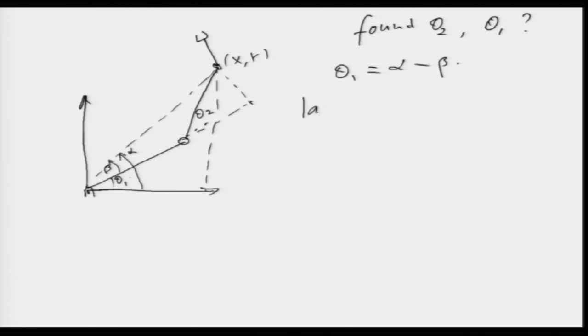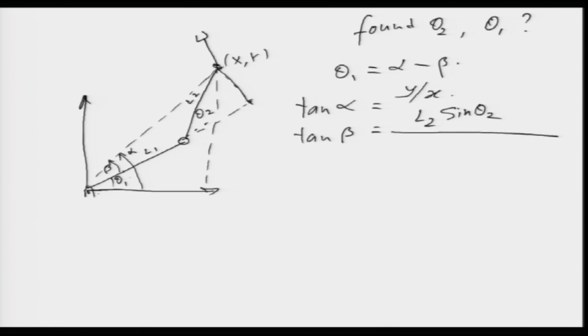Now, I know the tan of alpha, which is the y coordinate divided by x. So, tan alpha is given by y by x. Again, I know the tan of beta. Beta is this angle, so we can look at this triangle. Tan of beta is this distance divided by this total distance. This is L2, this is L1. So, this distance is equal to L2 sin theta 2 and this base distance is equal to L1 plus L2 cos theta 2.